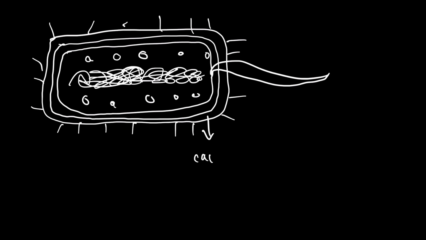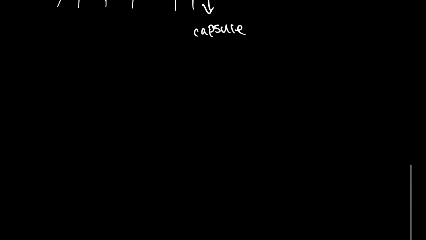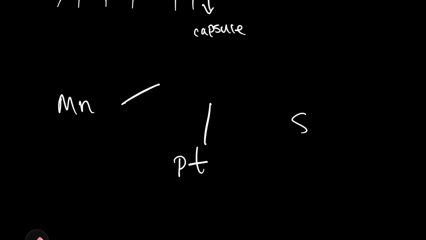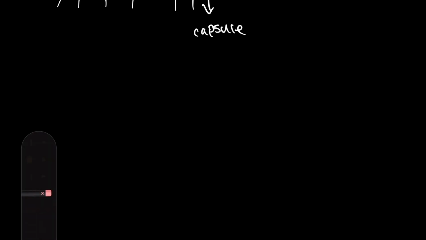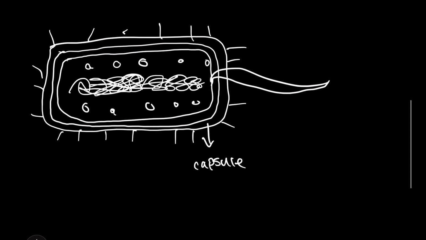This is a capsule, and if we take a look at the capsule over here, we can basically just see that it's a bunch of monosaccharides bonded together and some peptides into the mix as well. This is basically how it looks. So, the next structural element of our bacteria is the cell wall.